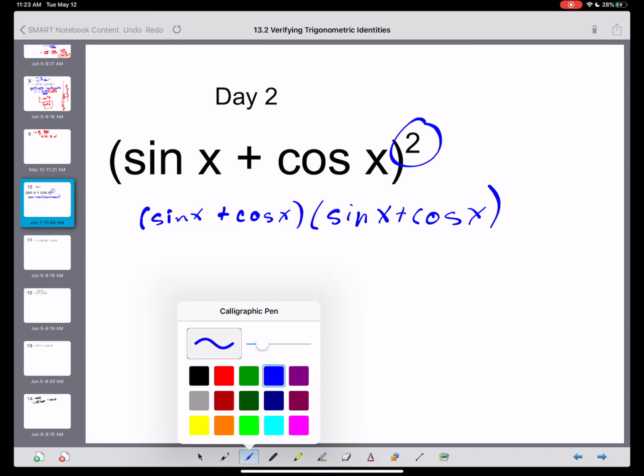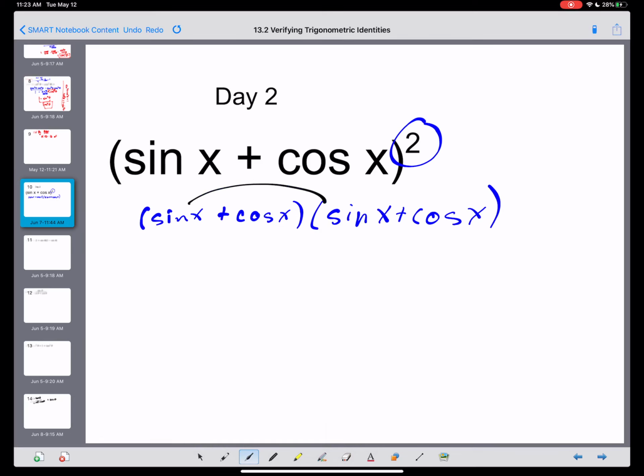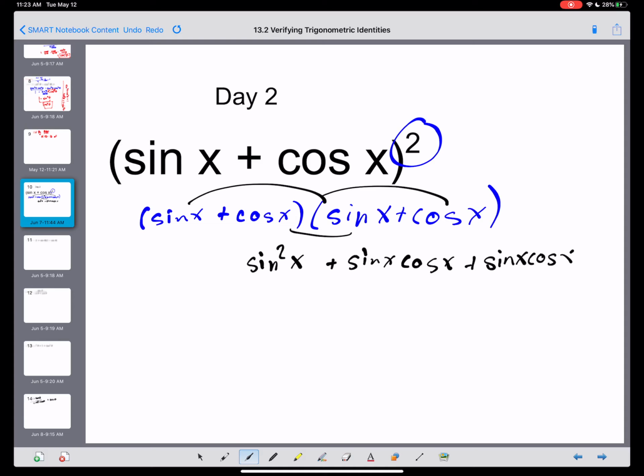Okay. So here we're just going to FOIL. So we have sine times sine. That's sine squared x. Sine times that is plus sine x cosine x. So here I'm just foiling plus cosine times sine. I'm going to write it as sine x cosine x. It doesn't really matter the order that you write it. I'm just writing it like that so it matches. Cosine times cosine is cosine squared.